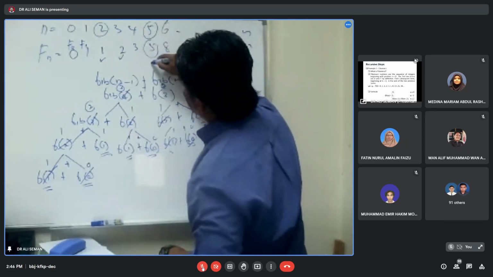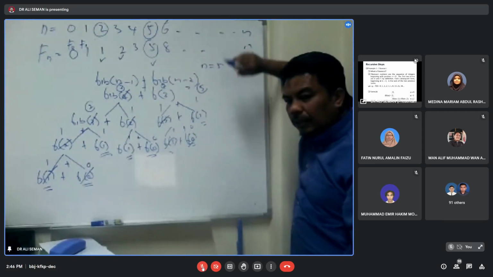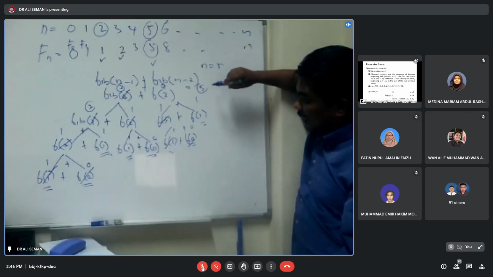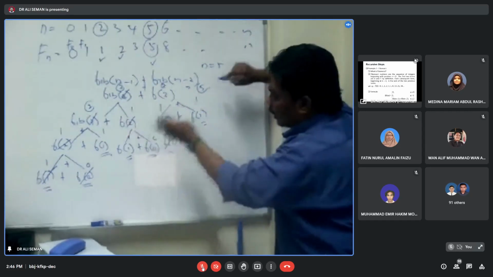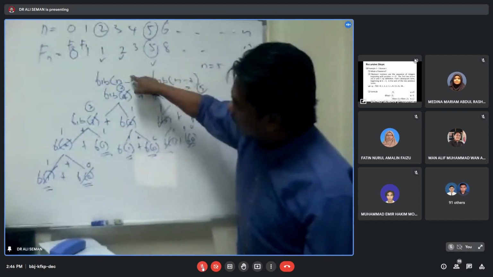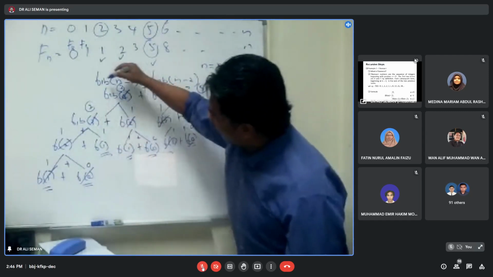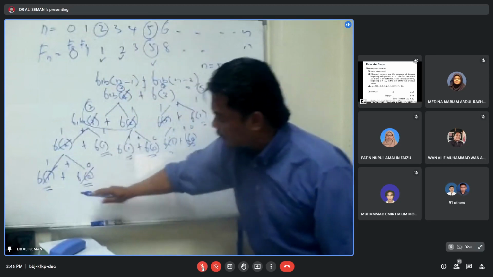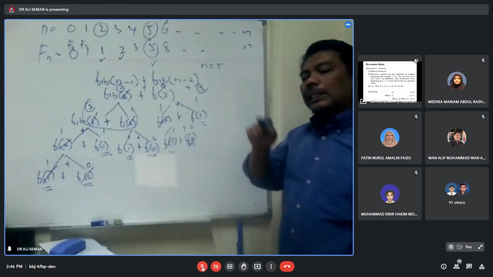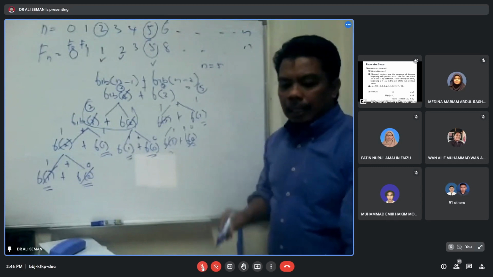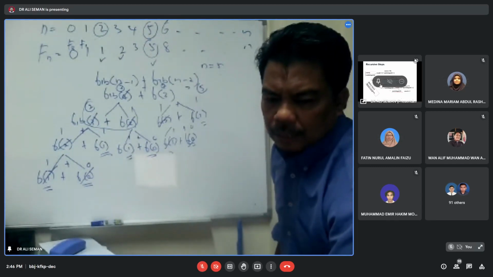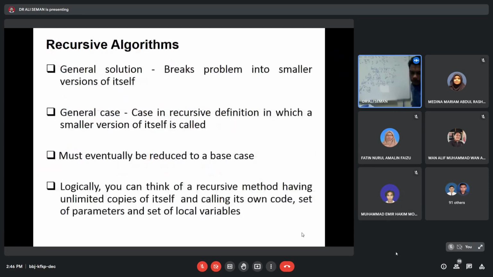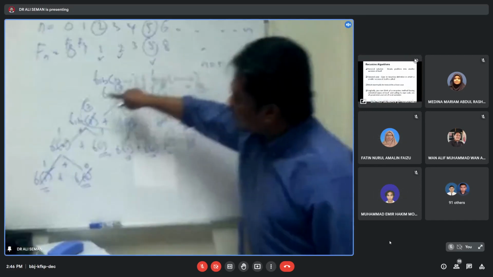Then we obtain this. Can you see this? The same thing from different perspectives. But when we trace like the graph here, this is actually the recursive. You can see the repetition. We divide into bigger copies and smaller copies, right? These smaller copies until we stop here. That is the meaning of divide into smaller copies of itself. As we discussed just now, you can think of a recursive method having unlimited copies of itself.